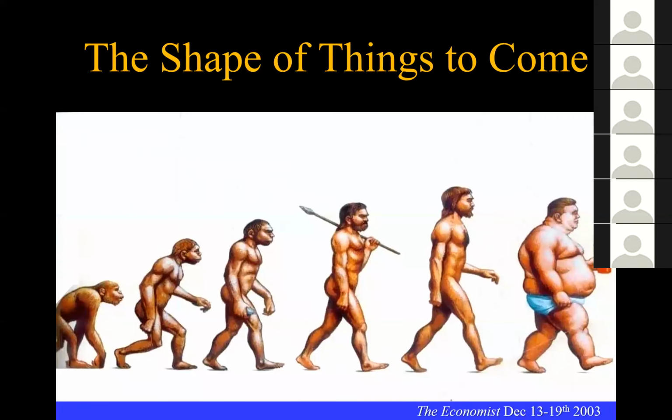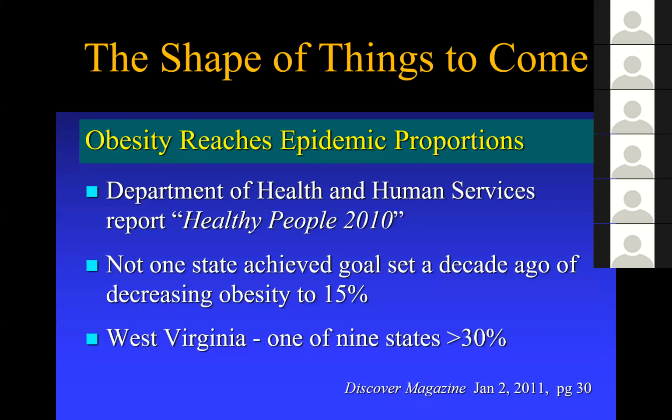So I guess this is where we're going. Probably like that cartoon where they're all on that spaceship and they're just getting heavier and heavier with each generation. So obesity reaches epidemic proportions. And this was, again, about 10 years ago. And there was a goal set to achieve decreasing obesity to 15%, but it didn't work. West Virginia, where I live, we're an obese state.